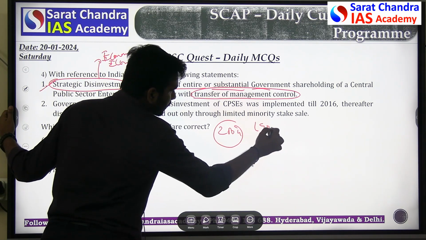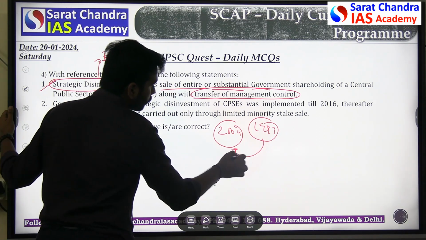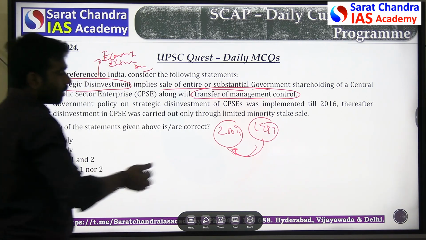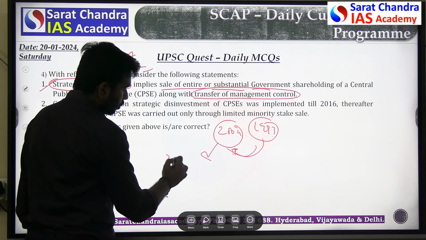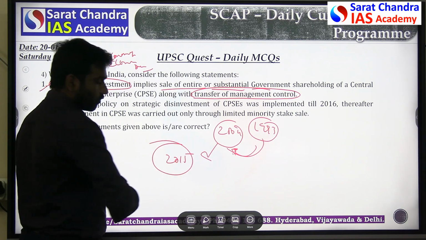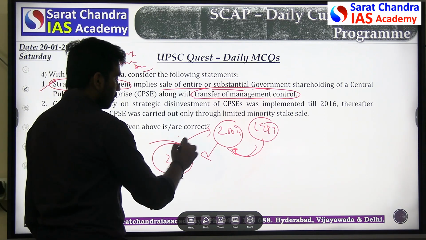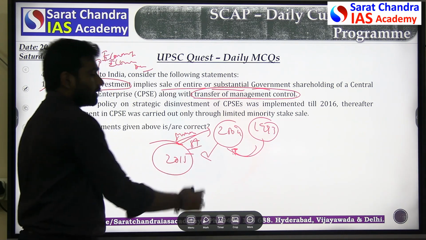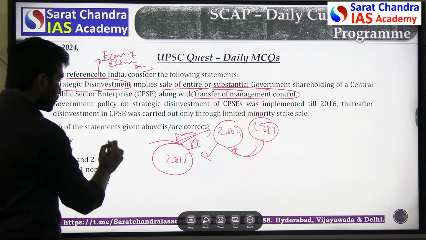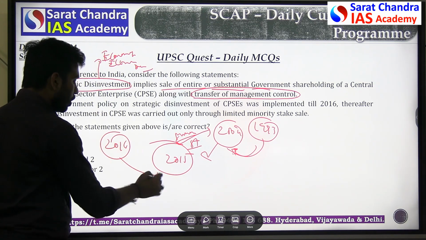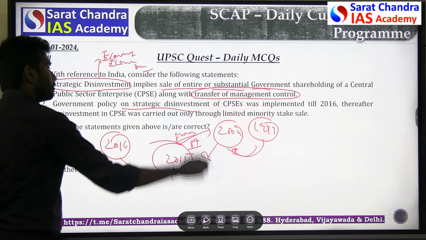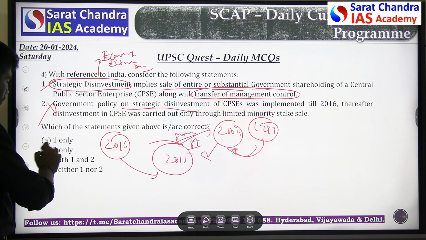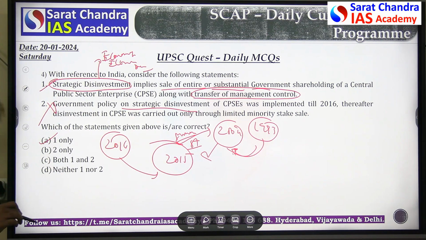Since 1993 till 2004, they followed the policy of disinvestment, strategic disinvestment. But from 2004 to 2015, they again followed minority disinvestment, minority stake sale. But again after 2016, we revived the policy of disinvestment. So this statement is wrong. So only a statement is correct. Okay.